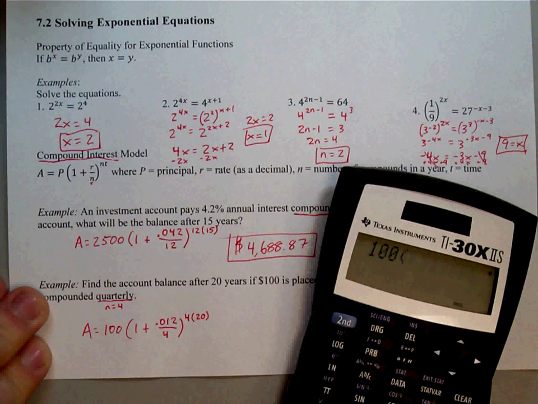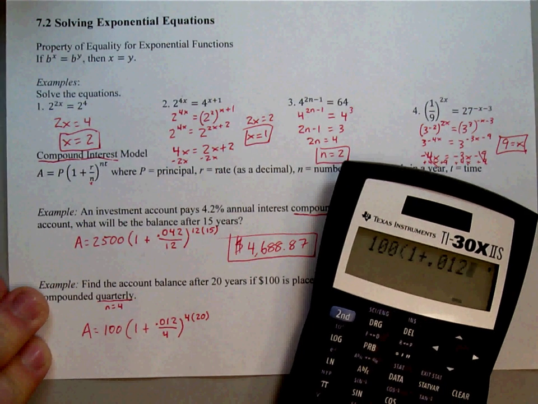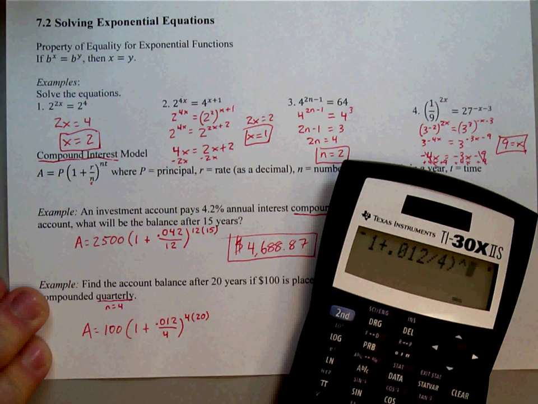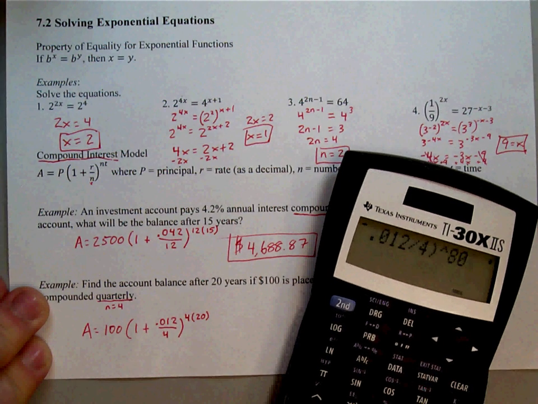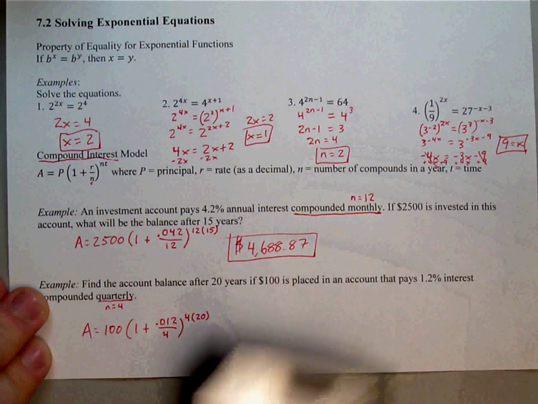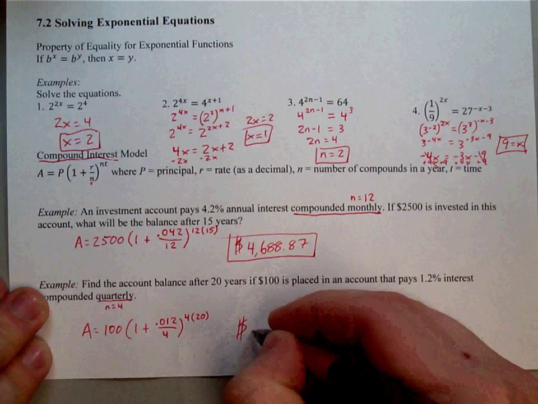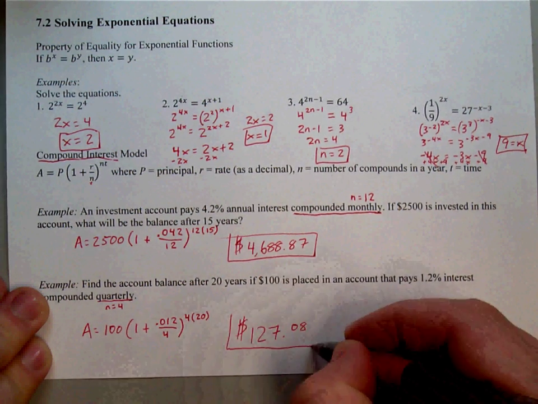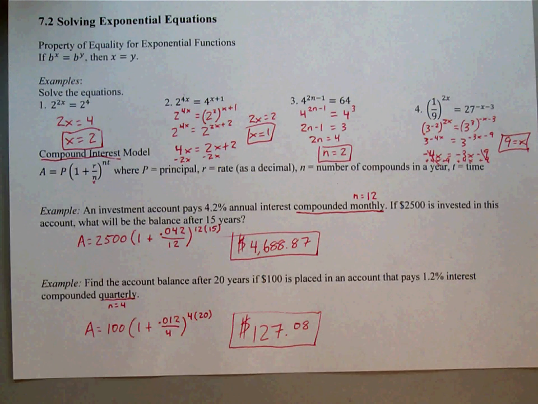So we're going to go 100, 1 plus 0.012 divided by 4, close the parentheses, to the exponent of, and this time I might just type in 80 instead of using parentheses, because I know 4 times 20 is 80. I get $127.08. Didn't make much money in those 20 years.